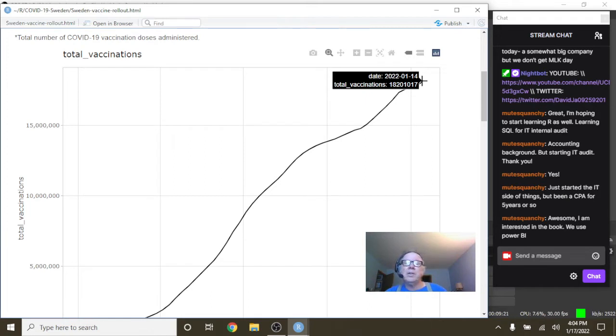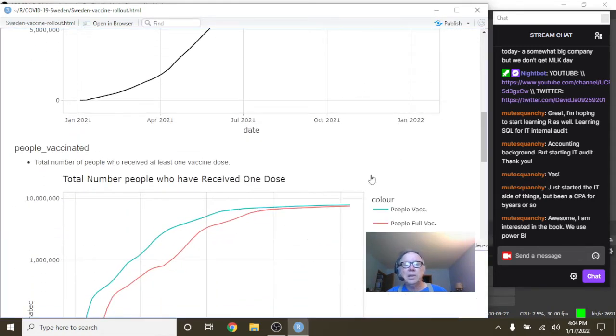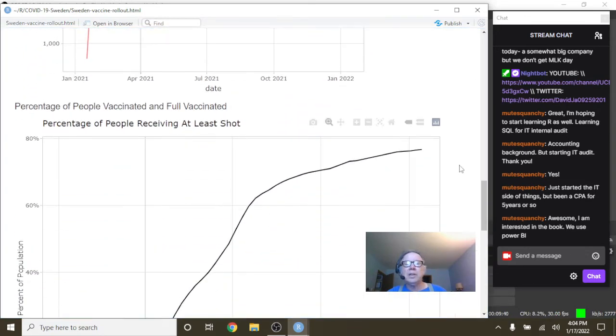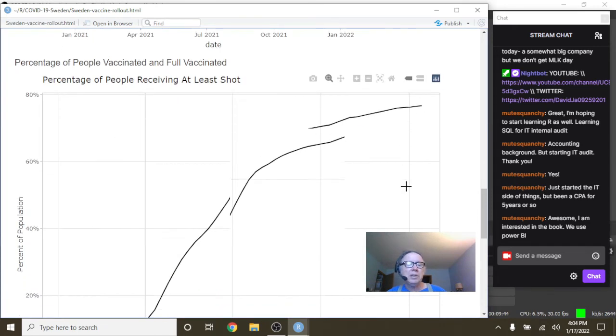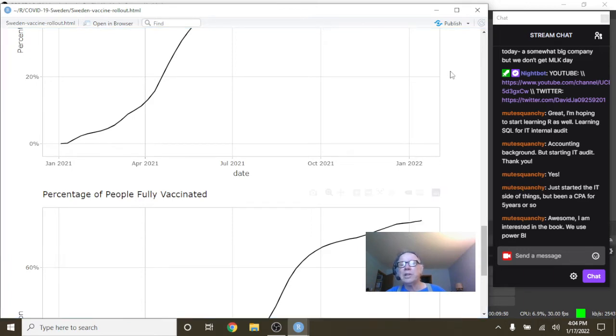Okay, so you can see here that Sweden has administered 18.2 million doses of vaccine. So far 7.8 million people received the first shot, and 7.4 million people have been fully vaccinated in Sweden, which gives us a first shot vaccination rate of 76.6% and a full vaccination rate of 73.5% in Sweden.